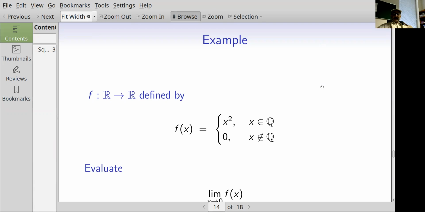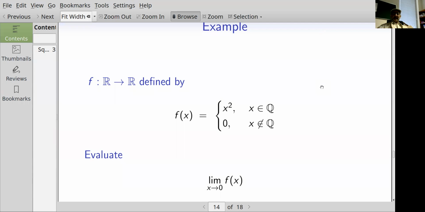f sends reals to reals. The domain is the reals, the codomain is the reals. And the function is defined as f of x is equal to x squared when x is a rational number, and it's equal to 0 when x is not a rational number. Okay. Now I want to evaluate the limit as x goes to 0 of f of x.